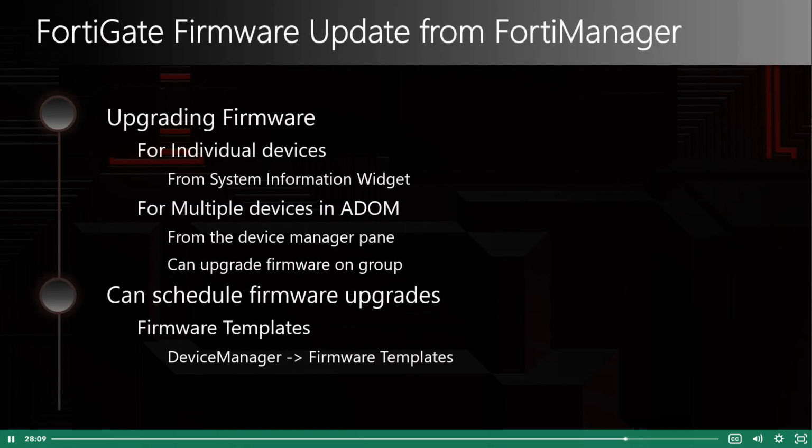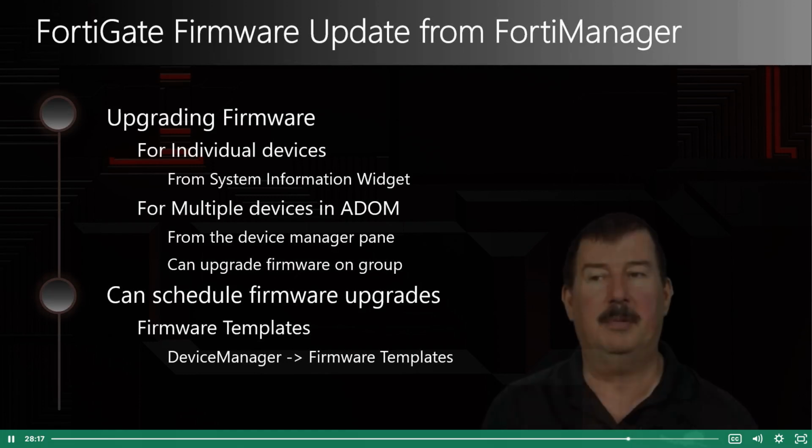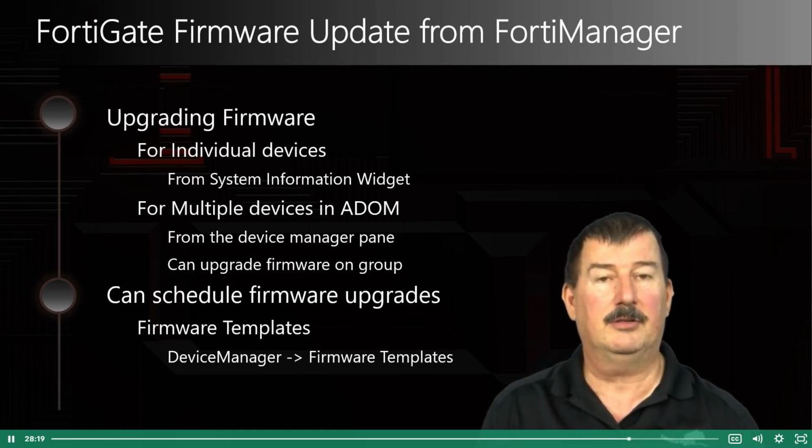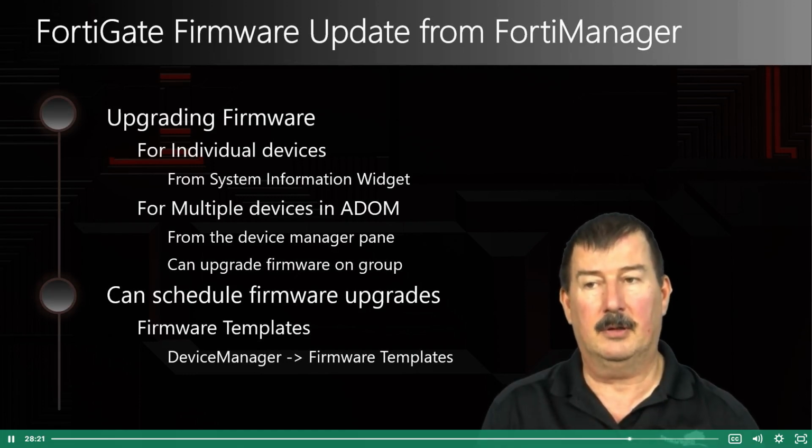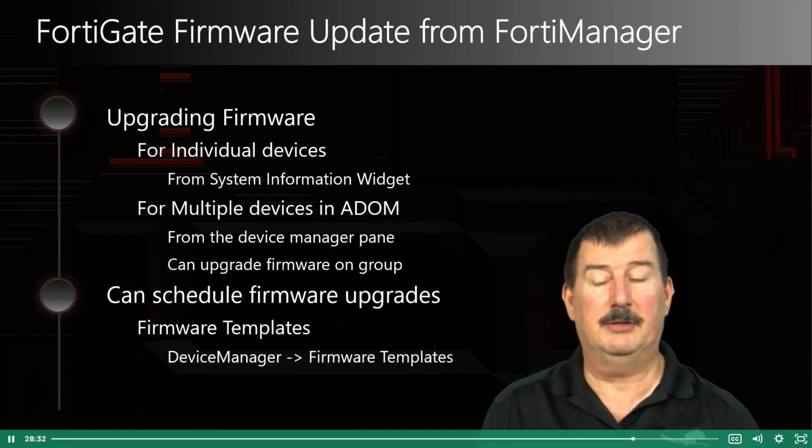So upgrading your firmware, you can do for individual devices from the system information widget. For multiple devices, you can go to the device manager pane and select multiple devices to upgrade at the same time, basically upgrading your firmware on a group. You can schedule your firmware upgrades, right? So you can do this on a schedule if you would like.